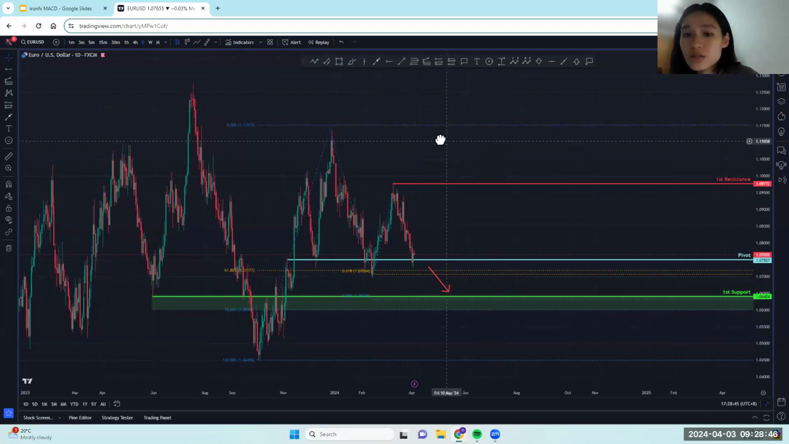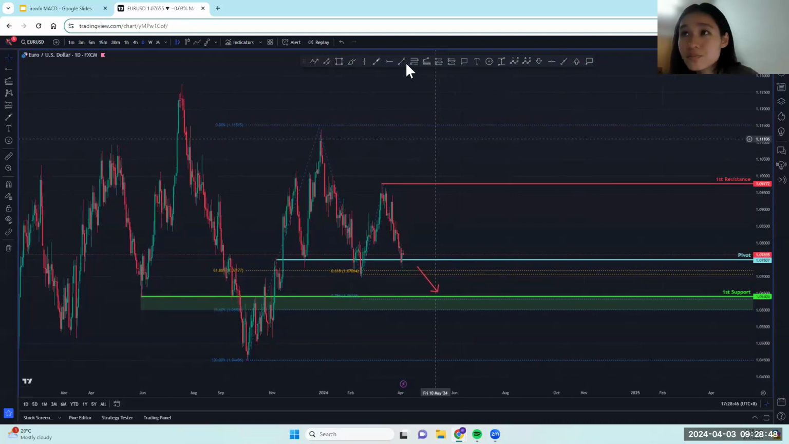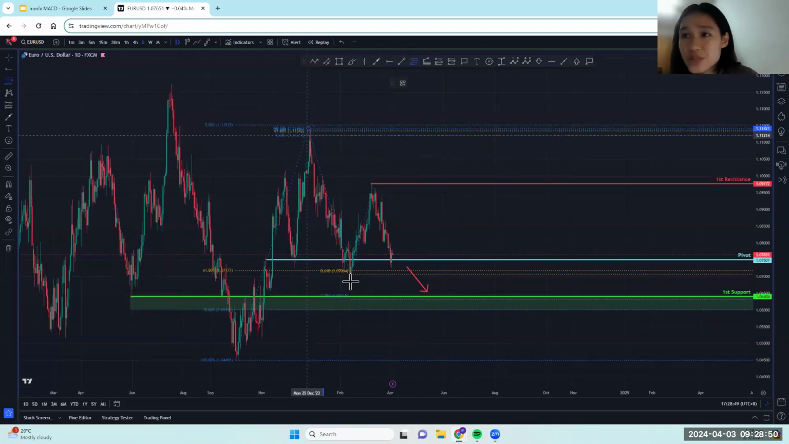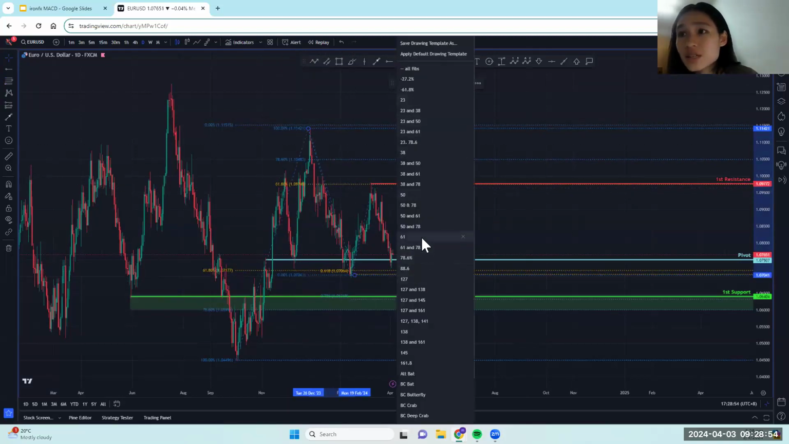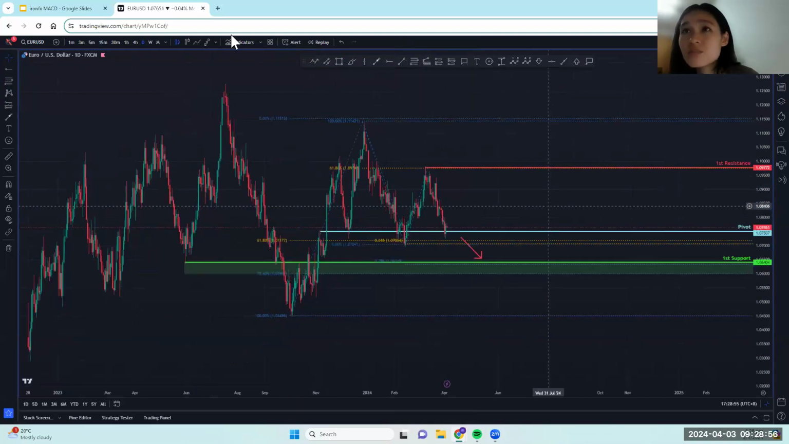Now let's look at, I think we have a retracement here as well. You can see my 61.8 lines up nicely with my first resistance.